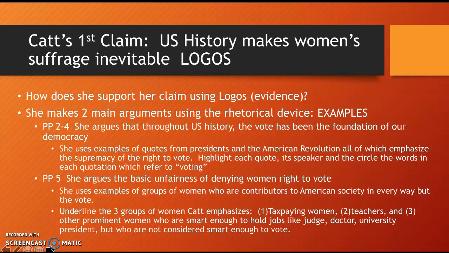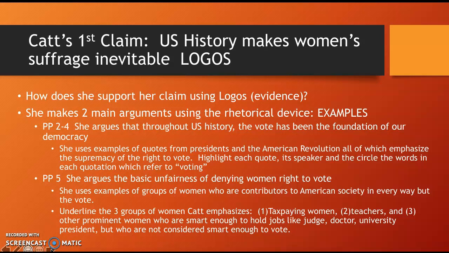So in paragraphs 2 to 4, she uses examples to argue that throughout U.S. history, the vote has been the foundation of our democracy. She gives you quotes from presidents and the American Revolution, all of which emphasize the supremacy of the right to vote. Highlight each quote from each source and circle the words inside that quotation which you think refer to voting. Pause me now while you do that.